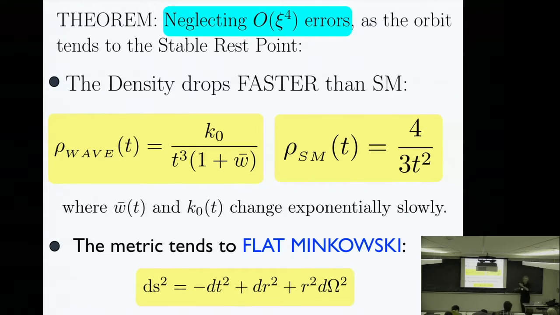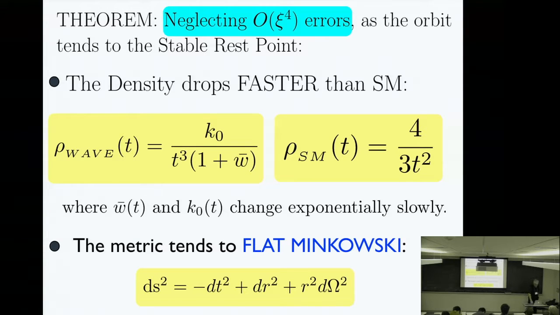Now it's interesting, the rest point comes in vertically. If it came in any direction other than vertically, the density would drop exponentially, but the density, being the horizontal axis, is dropping algebraically. So what happens is, as you head toward the rest point, the density drops like t cubed plus an exponentially changing term, the standard model, just like 4 over 3 t squared.